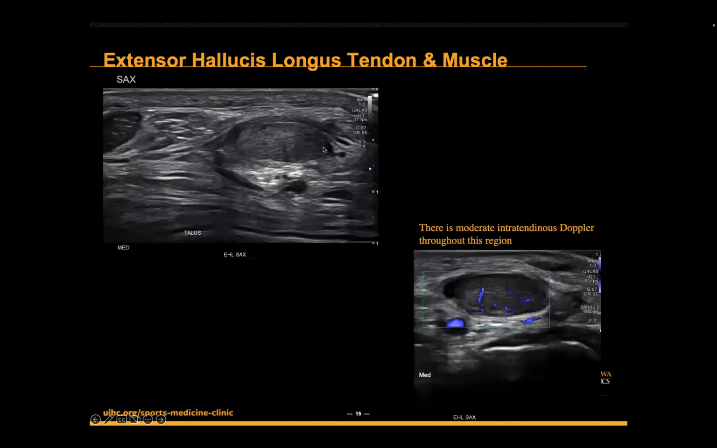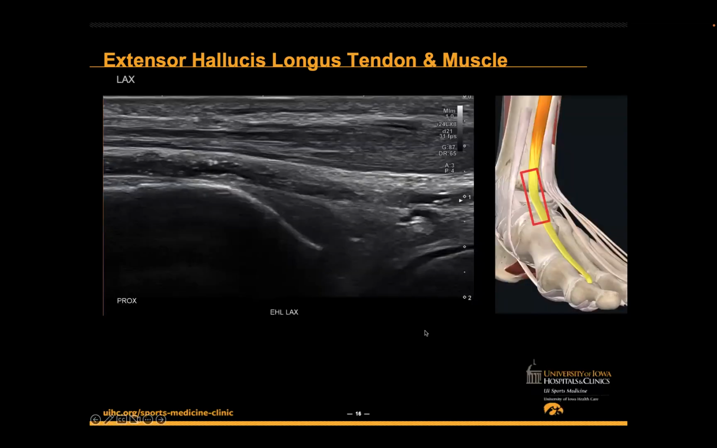At this point, we switched down to the 24 megahertz transducer to get a little bit of a finer view of the tendon. Again, we don't see any large tearing to it, but you definitely see that it's hypoechoic and fairly heterogeneous in its appearance. We do put color Doppler on it and see a moderate amount of intratendinous Doppler throughout the region.